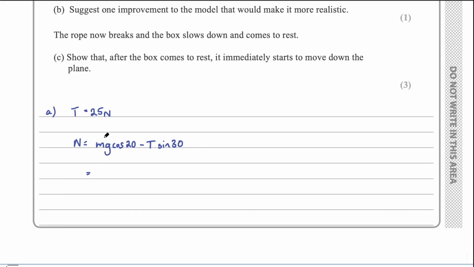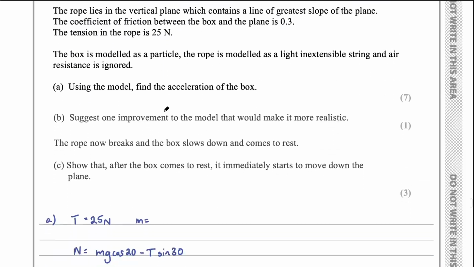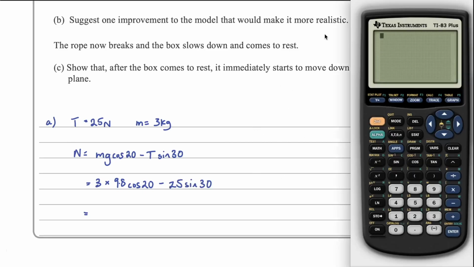And then we have all of these. We have the mass, we have g, we know T, so we can put that into a calculator. We should state the mass as well. We're told the mass is 3 kilograms. So this is going to be 3 times 9.8. Remember, we're assuming g is 9.8 for these mechanics questions. Cosine 20, take 25 times sine of 30. Let's go ahead and put that into a calculator.